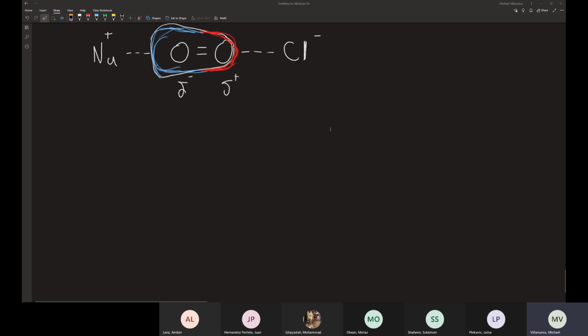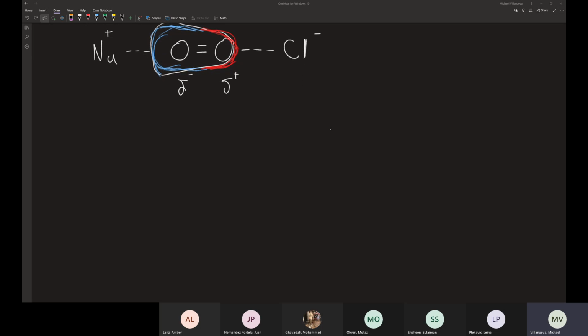So the last thing we're going to talk about today is dispersion forces. And dispersion forces are the simplest, and they are also the weakest of all the forces.